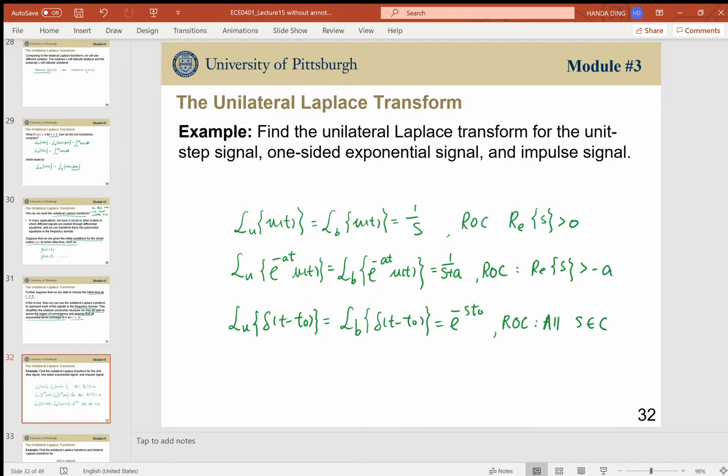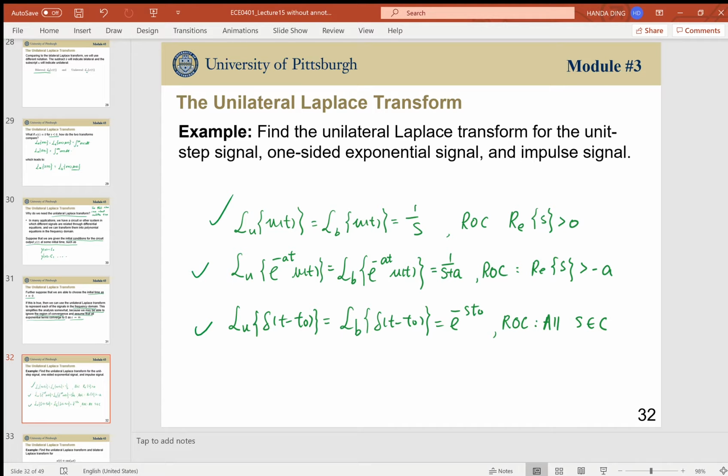Okay, so we have the examples of the step function, the one-sided exponential and the impulse, right? We all sorted out the ROC of them, and you probably need to put it in your cheat sheet for your exam, or it should be easy to remember actually.